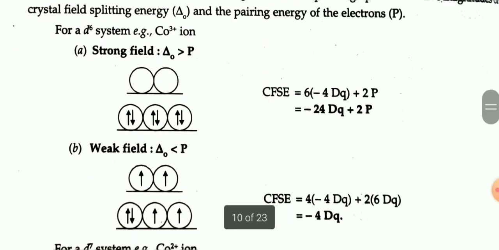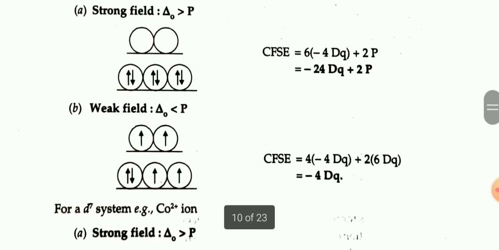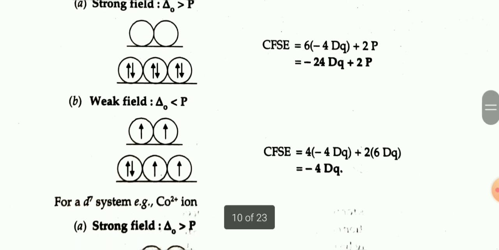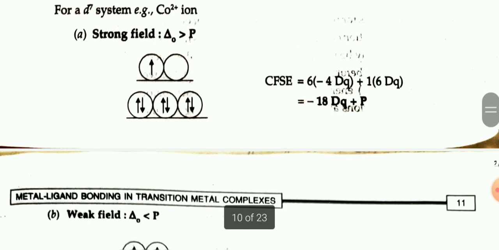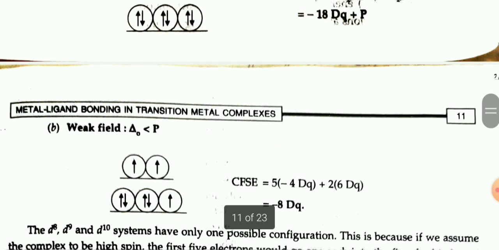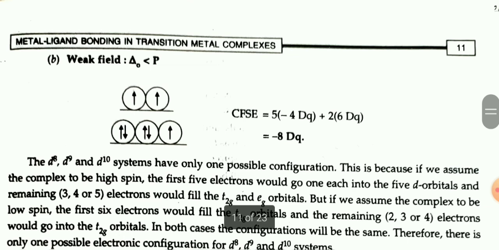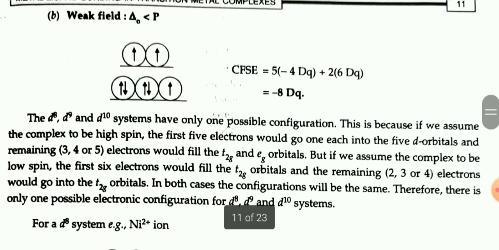For a d6 system, A. Strong field, Δ0 greater than P, CFSE is equal to -24 Dq + 2P. B. Weak field, Δ0 less than P, CFSE is equal to -4 Dq. For a d7 system, A. strong field, Δ0 greater than P, CFSE is equal to -18 Dq + P. B. Weak field, Δ0 less than P, CFSE is equal to -8 Dq.